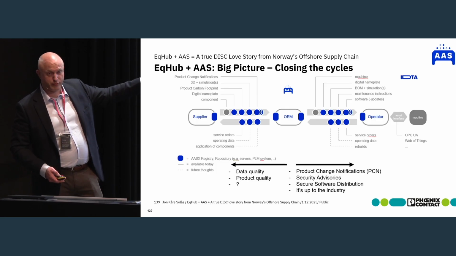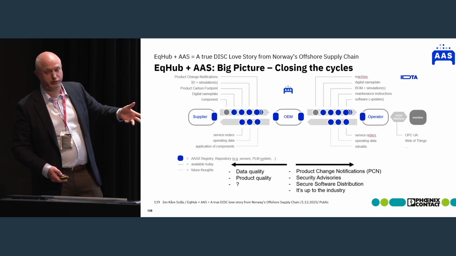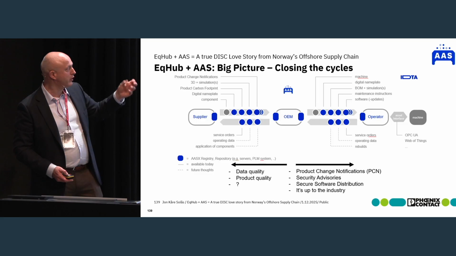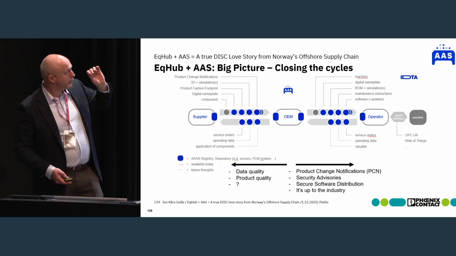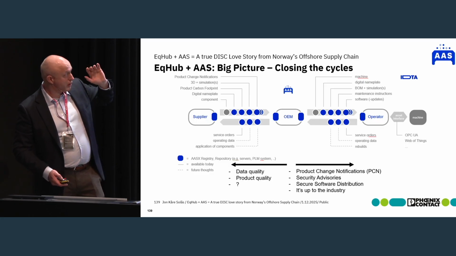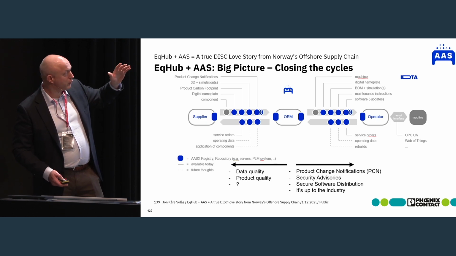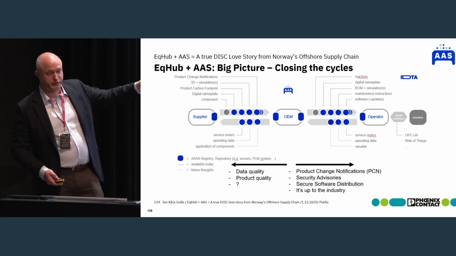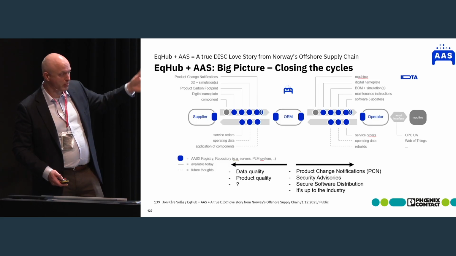Yes, AAS and EQHUB, big picture. You get a lot more information. You can have not only static information, you can generate service orders, provide operating data, and so on. But what I am focused on is that we also get something back from EQHUB. We will get feedback on data quality. We can also, if the industry see the benefit of it, provide information on product quality, so we can develop and improve our products and identify weaknesses in a much shorter time.